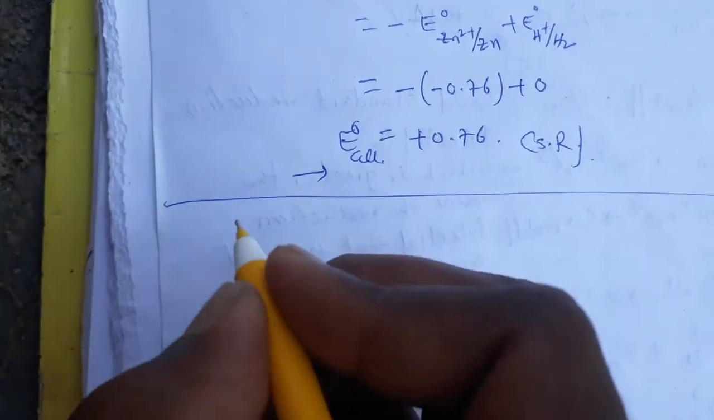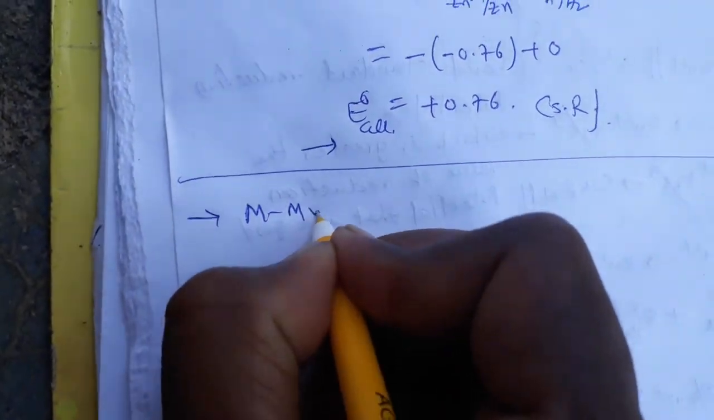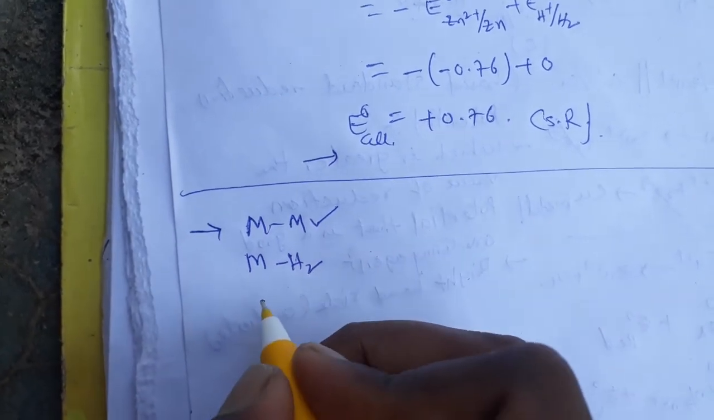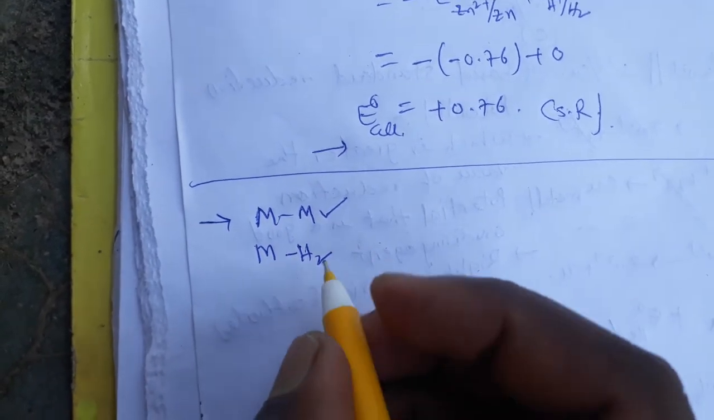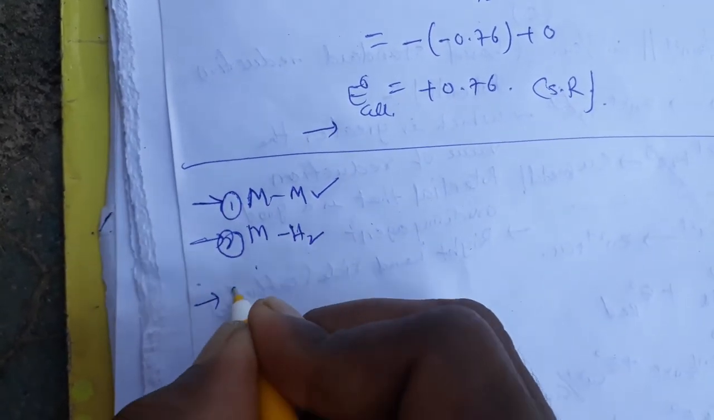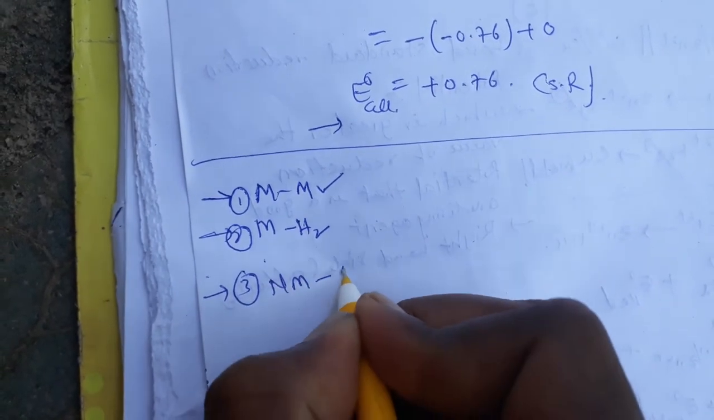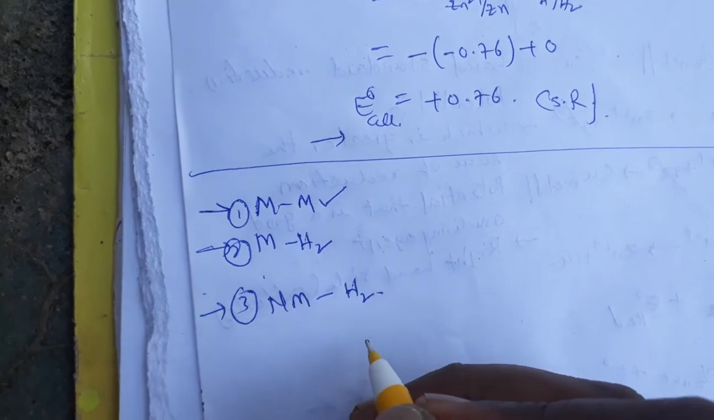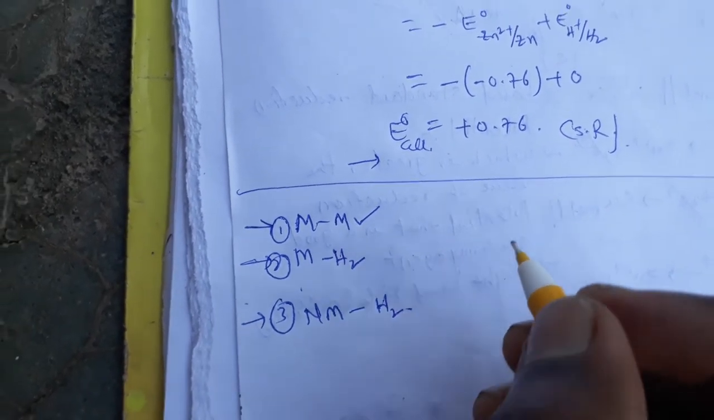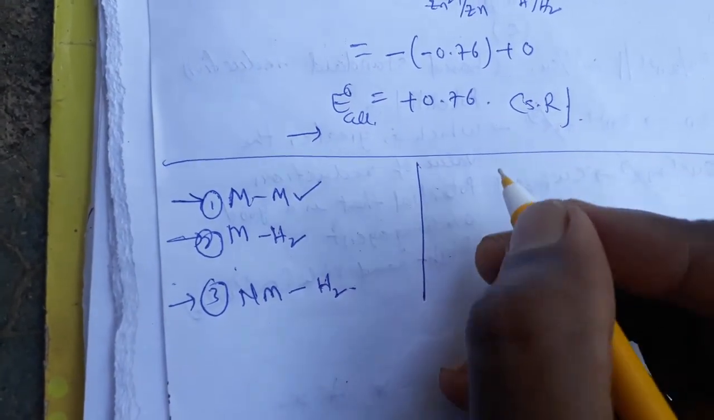So if you take another combination, the metal combination is over, and the metal and hydrogen combination is over. Now, this is the first one, this is the second one, and the third type we have to take is the non-metal with hydrogen combination. So we will take the non-metal hydrogen combination here.